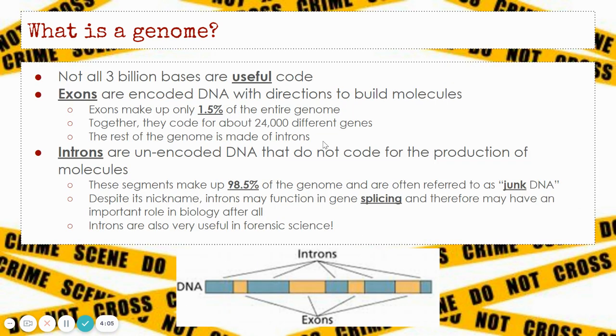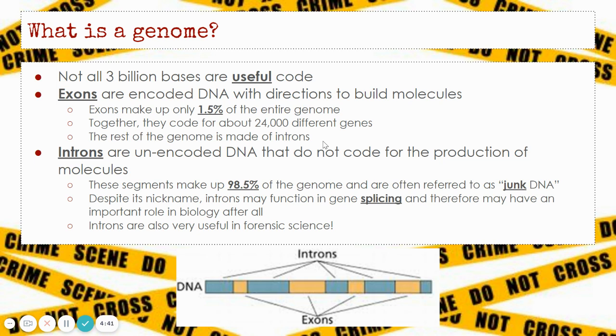Not all 3 billion of these bases are useful code. There are exons, which are encoded by DNA with directions to build molecules. Exons are only about 1.5% of your entire genome, and they code for about 24,000 different genes. The rest of the genome is made of introns. The vast majority of your genome is what we call introns. Introns are unencoded DNA. They don't code for the production of any proteins. These segments make up about 98.5% of the genome, and sometimes they are referred to as junk DNA.